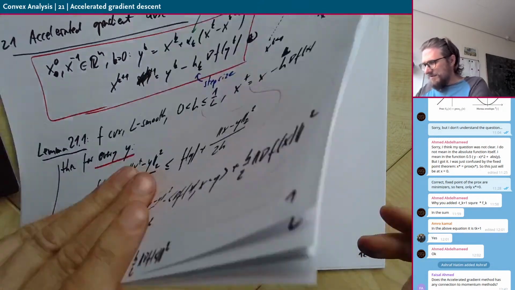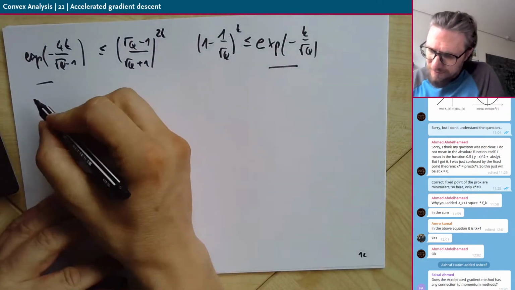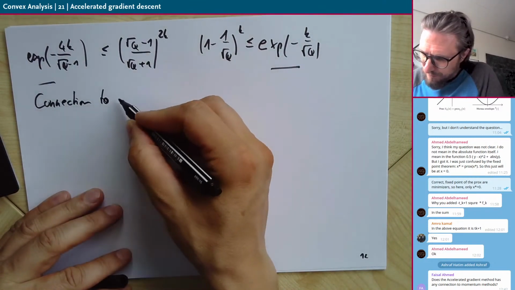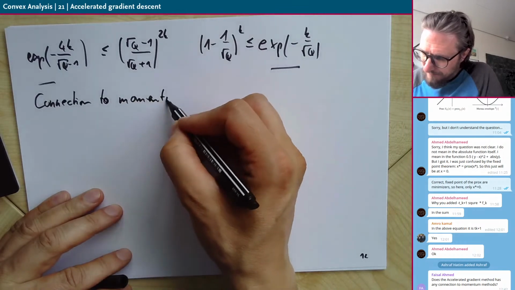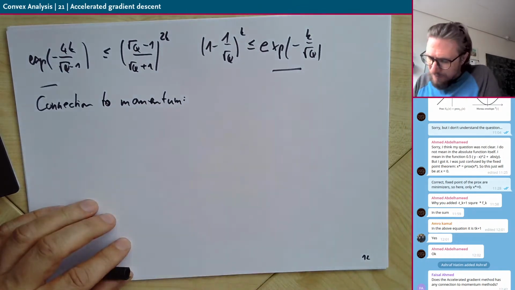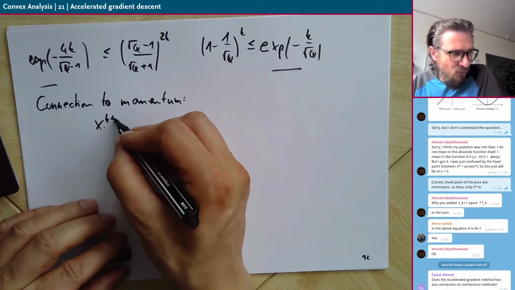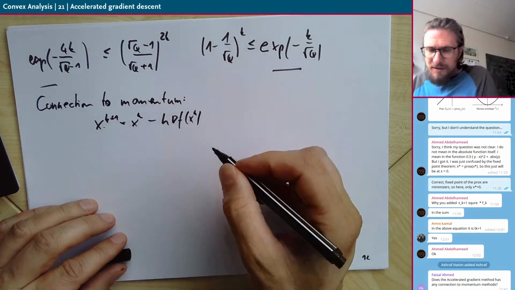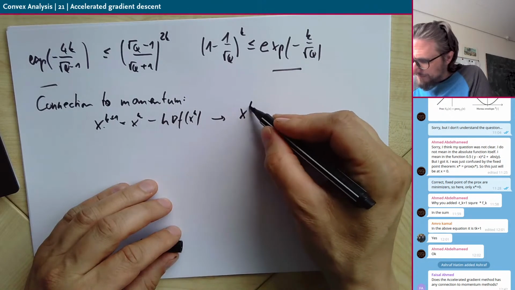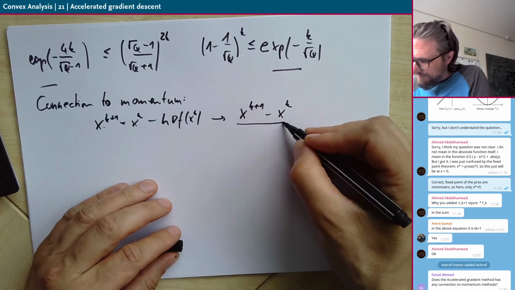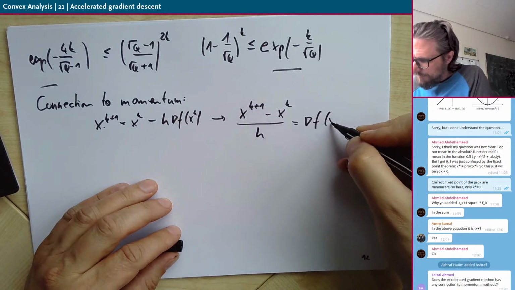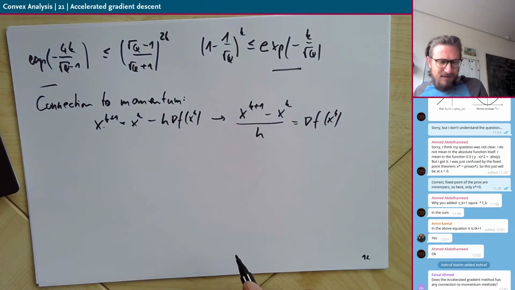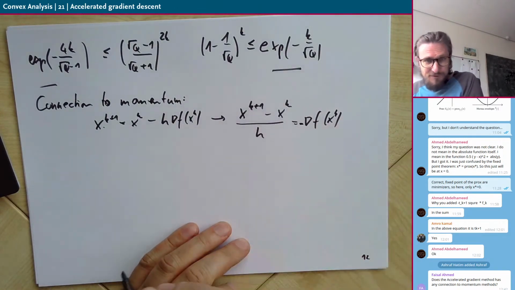Okay, one can make this connection a little bit more intuitive. So, connection to momentum. The standard gradient method: xk plus 1 is equal to xk minus h times the gradient of f at xk. You could reformulate this like this. I just moved the xk over here and divided by h. And here is a minus sign, which is important.